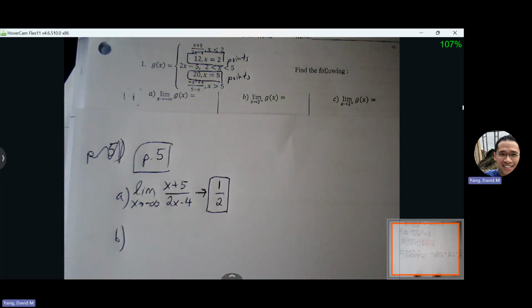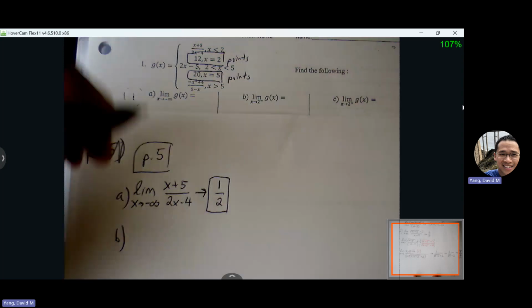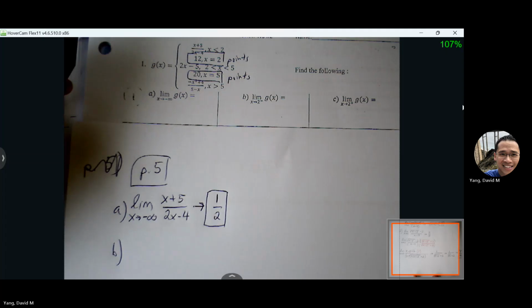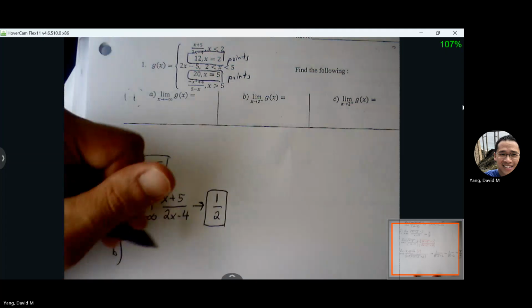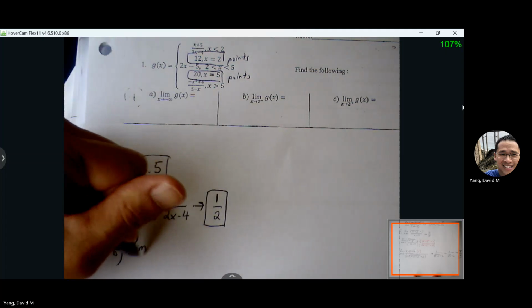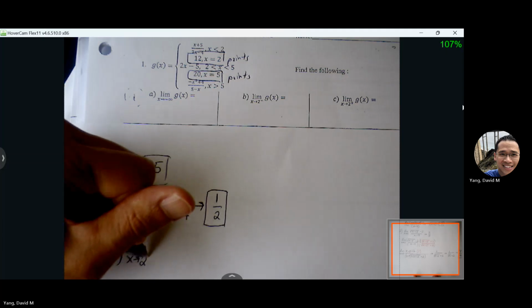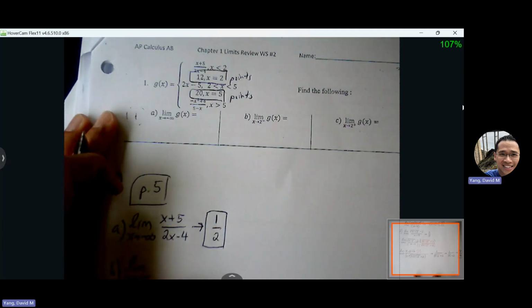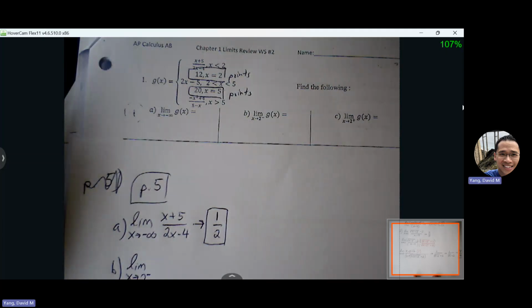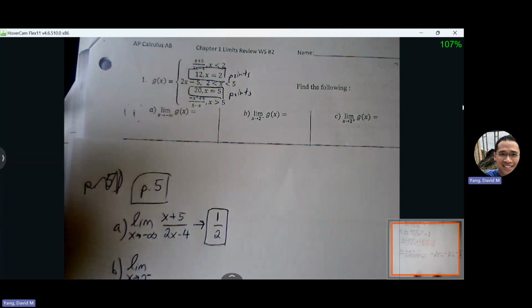Part B, approaching 2 from the left. Approaching 2 from the left. Which piecewise do we choose if we're approaching 2 from the left? The first one. Still the first one. Okay, good.